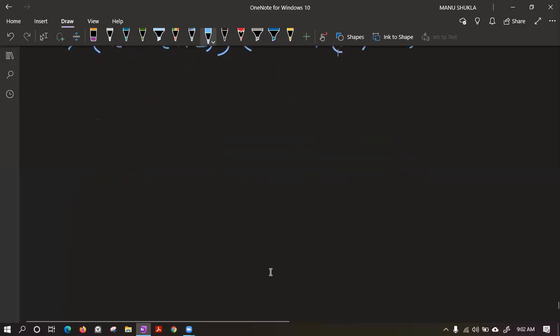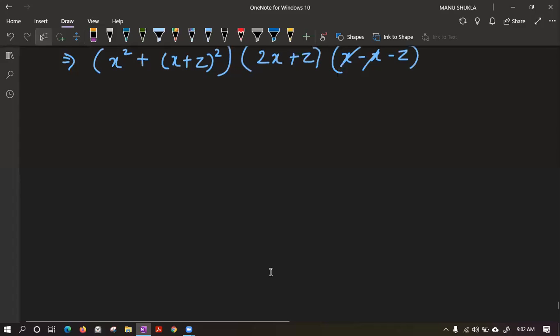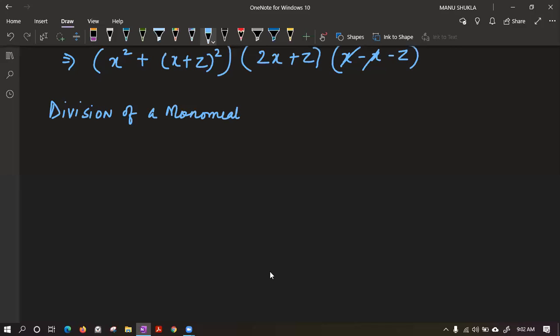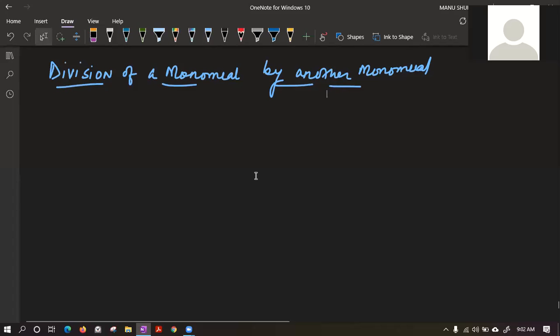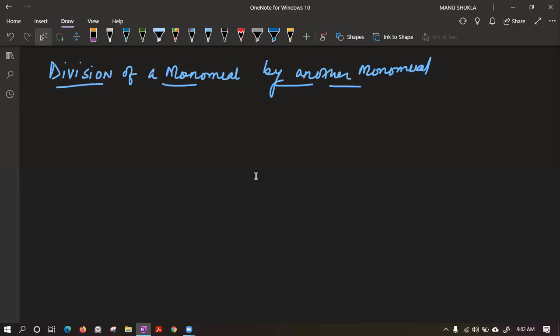Now let's start the next topic. Next topic is division of a monomial by another monomial. Let's see. Last we have studied addition of monomials and multiplication of monomials. Now we will learn the division of monomials. It is very simple. Suppose you have an example over here.